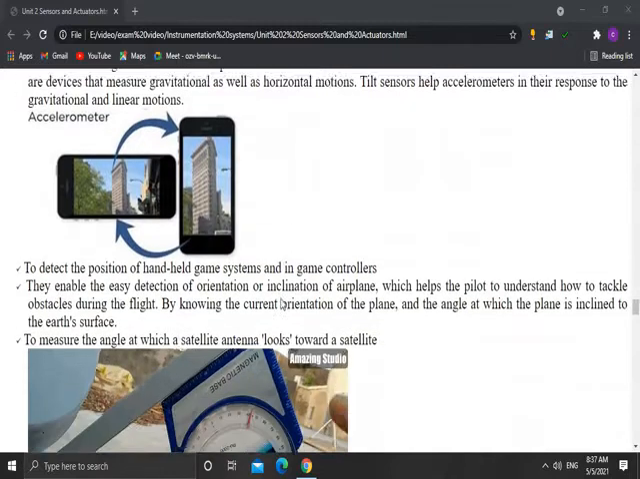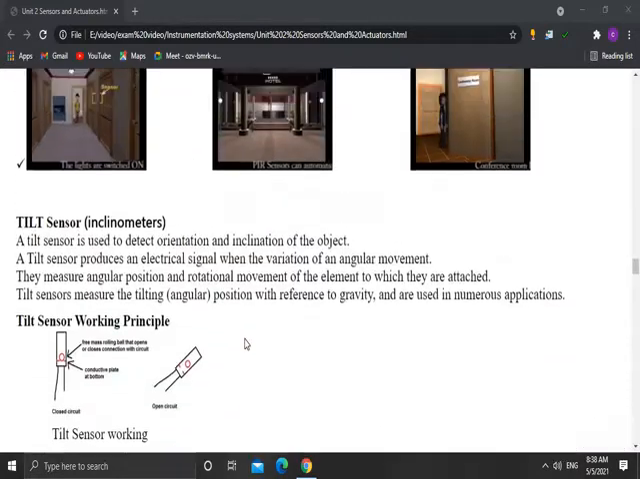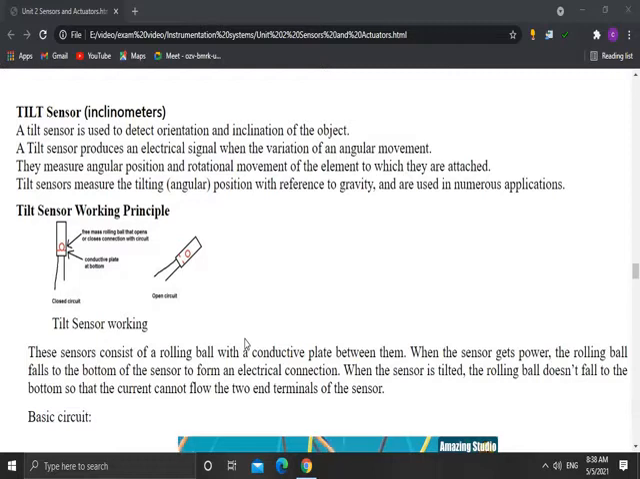For example, in our mobile, the auto rotate function is there. So this is done with the help of an accelerometer, and this accelerometer takes the help of a tilt sensor for this type of rotation. That's why in mobile we can see the screen like landscape or vertical screen. So the tilt sensor does the job of detecting the orientation and inclination.